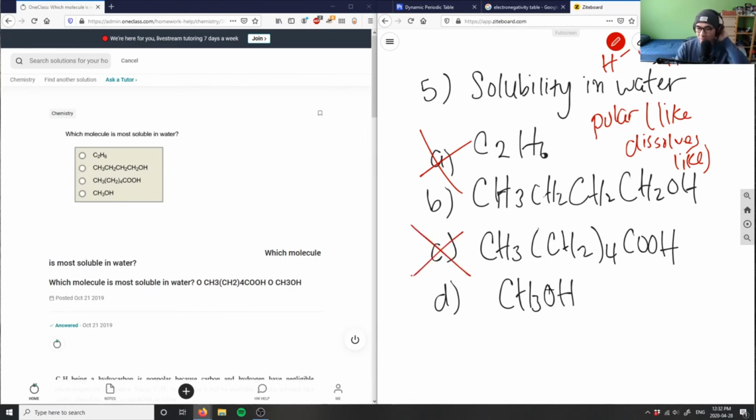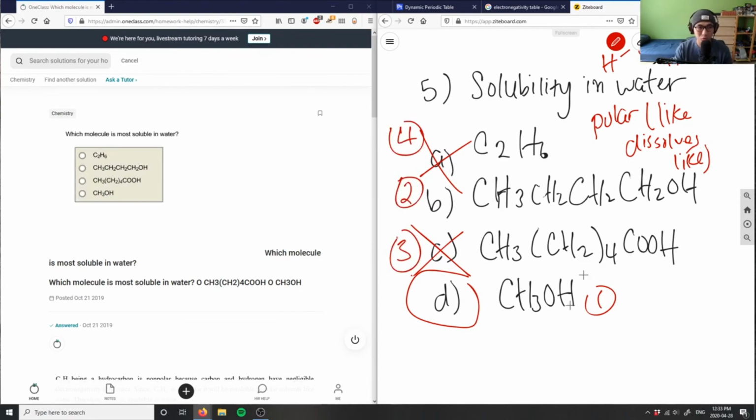Finally, D here is just methanol. Methanol is very soluble in water because it's a small molecule first, and it has a hydroxyl group at the end. So I would say methanol is our correct answer. Methanol versus butanol: butanol has a 4-carbon chain, which is definitely longer than methanol's. If I were to rank the solubility, I would put methanol first as the most soluble, then butanol, then hexanoic acid, and finally ethane. So methanol is our correct answer.